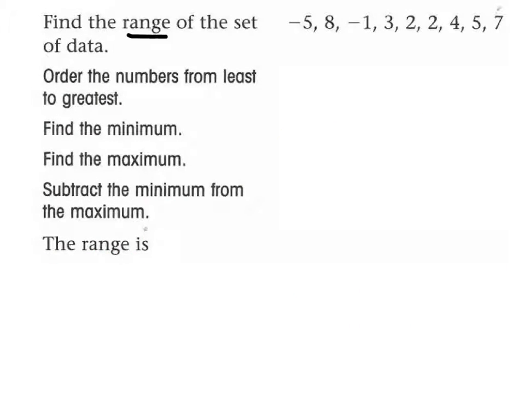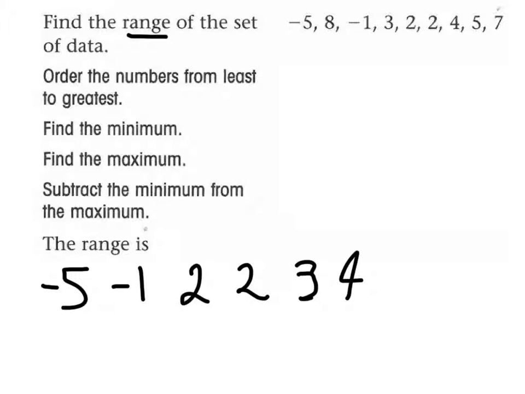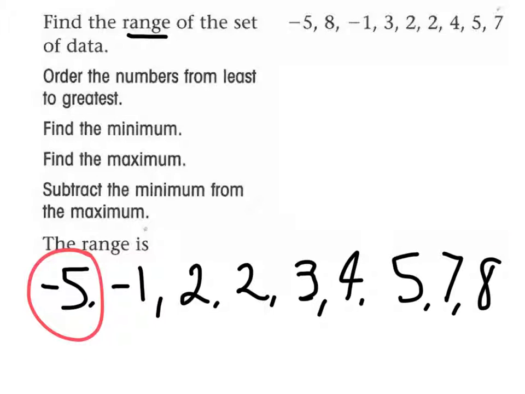So again, we're going to be finding range, and let's take a look at these numbers. We're going to be putting them in order from least to greatest, and so I see that the smallest number, of course, is negative 5, and then negative 1, and then 2, 2, 3, 4, 5, 7, 8. All right, so we know that our minimum value, of course, is negative 5. Our maximum is 8, and like we talked about a second ago, we're going to be subtracting the minimum number, which is negative 5, from 8.